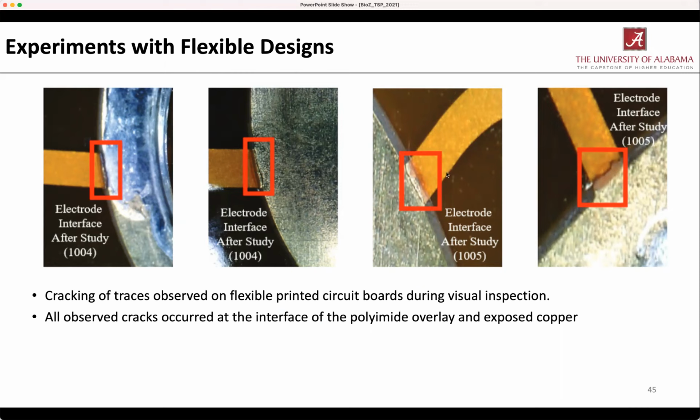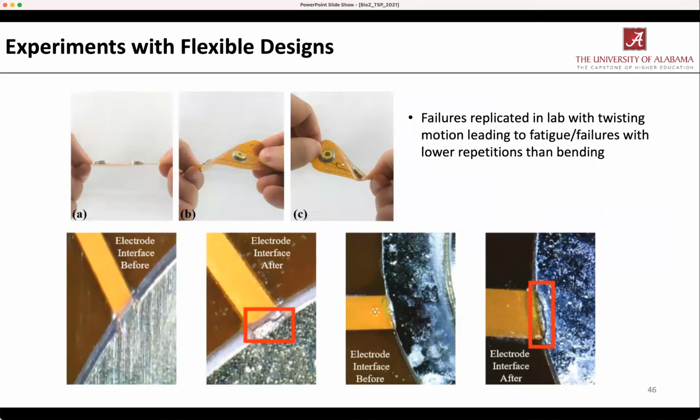So in each of these red boxes, we see that trace crack. They all occurred at the interface of the polyimide overlay and the exposed copper, which is a hint to maybe some future explorations of how you can design a flex circuit that reduces that exposure and prevents some of this cracking. So we observed this cracking. We couldn't say for sure that it was a result of the activity because we didn't have measurements before our participants wore it. So we had to see if we could replicate that cracking in the lab.